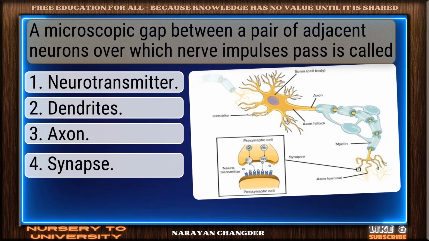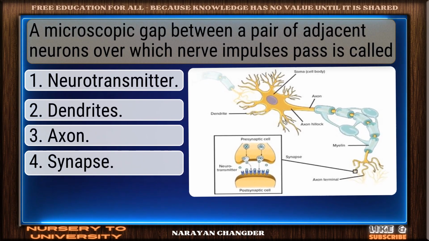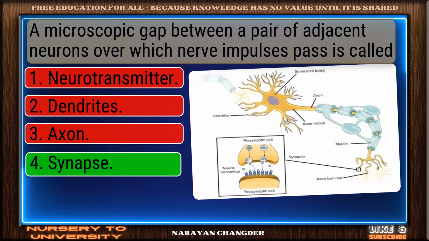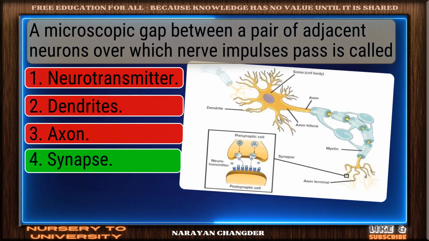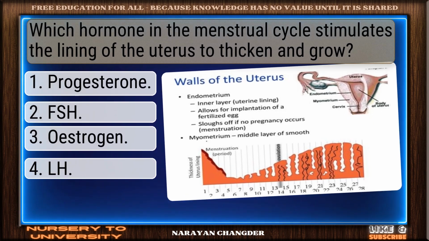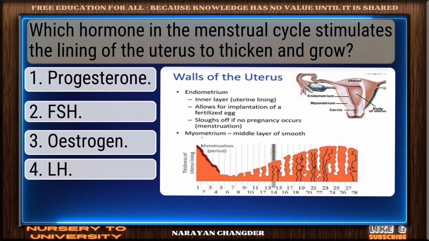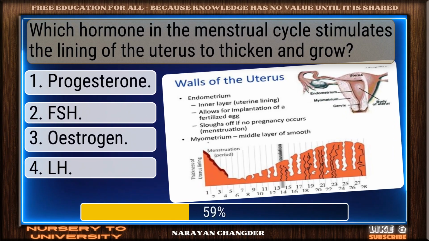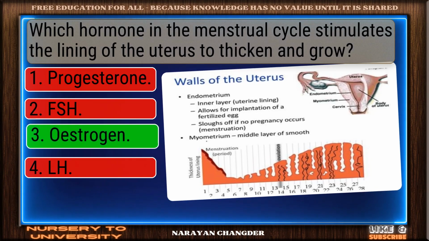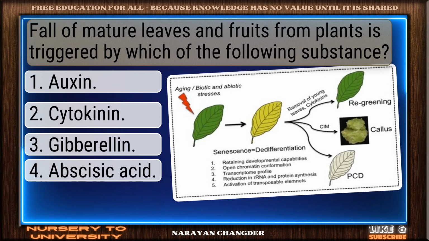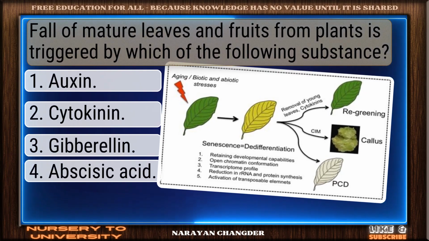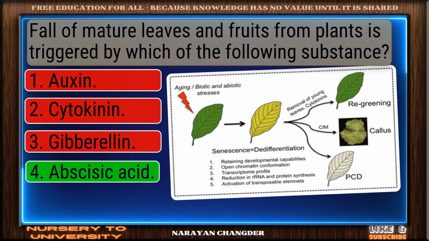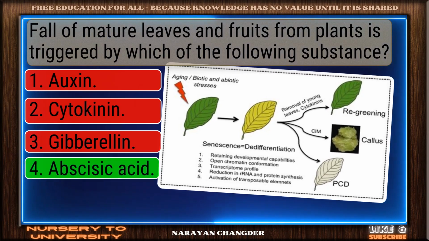A microscopic gap between a pair of adjacent neurons over which nerve impulses pass is called... Nice selection. Synapse is correct. Which hormone in the menstrual cycle stimulates the lining of the uterus to thicken and grow? Right again. Estrogen is valid. Fall of mature leaves and fruits from plants is triggered by which of the following substances? Valid point. Abscisic acid is true.